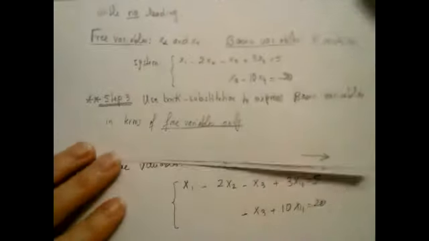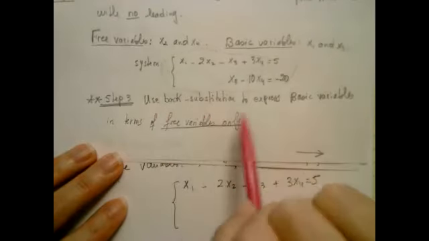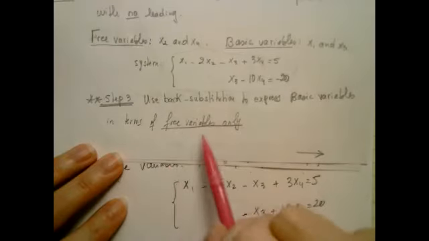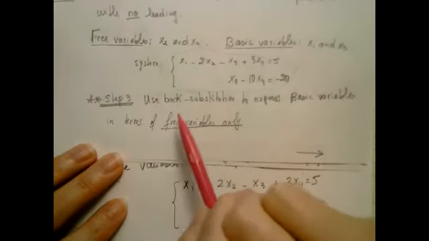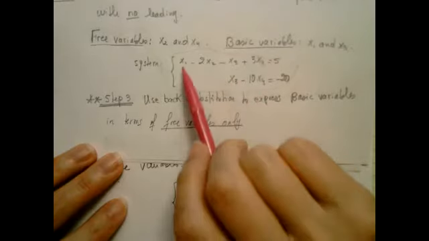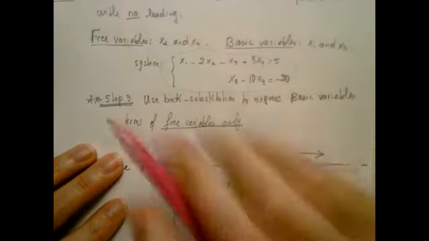Now step 3, that's the important one. We use back substitution. Now we have a system. We use back substitution to express basic variables in terms of free variables only. So we're going to use back substitution. Every basic variable, in my case, the basic are x1 and x3, I have to express them in terms of the free. I don't touch the free.